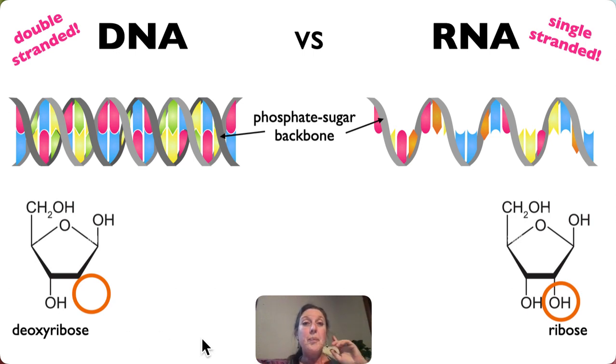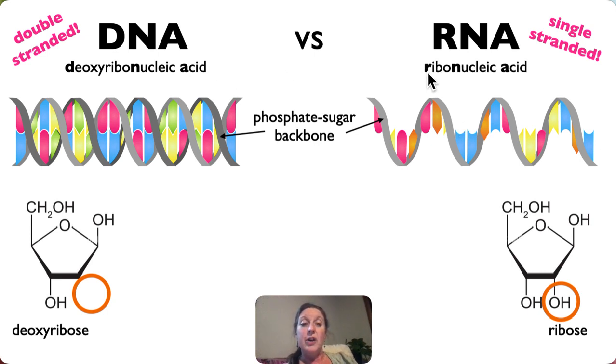oxygen missing. Turns out this is very important because there are enzymes in the cell that can recognize the ribose and chop up a nucleic acid. So, by DNA removing the oxygen from this carbon, the enzymes can no longer recognize it, and therefore the DNA is protected from being digested. Okay. So, DNA gets its name from the sugar. Deoxyribo is the sugar, nucleic acid is the polymer. RNA gets its name from the sugar.